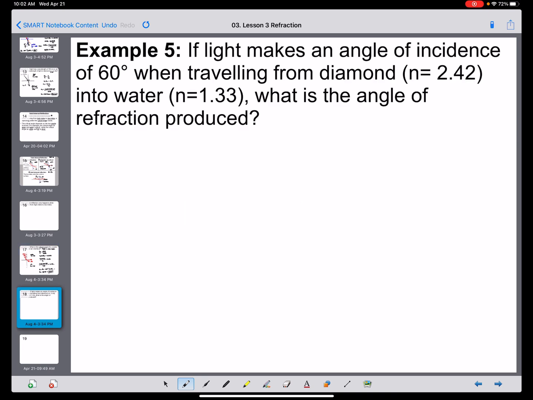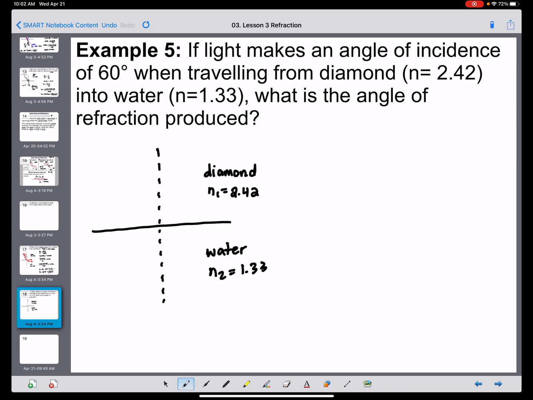Okay, last one. If light makes an angle of incidence of 60 degrees when traveling from diamond into water, what is the angle of refraction produced? Okay, so it tells us that we're starting in diamond and we're going into water. We'll draw in our normal line. Okay, so angle of incidence is 60 degrees. So theta 1 here is 60.